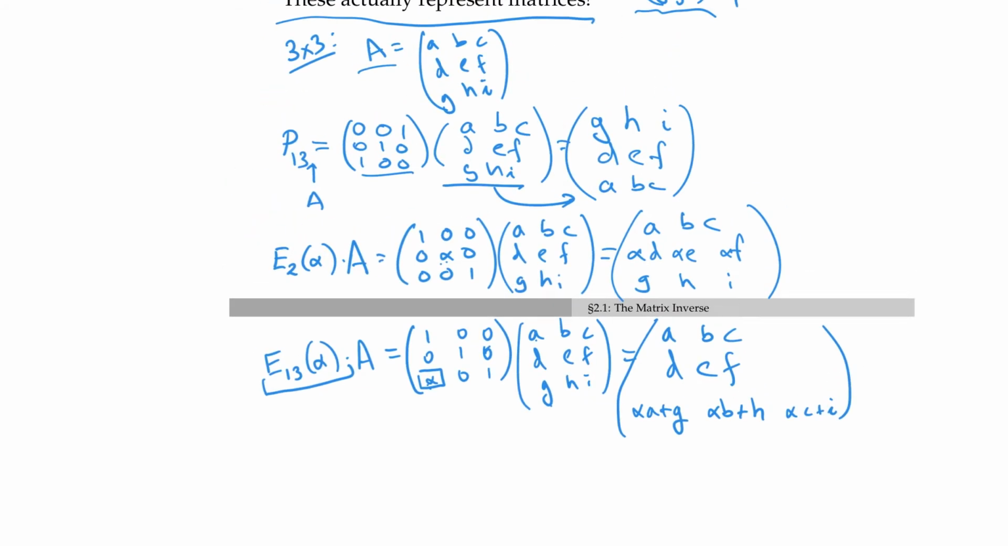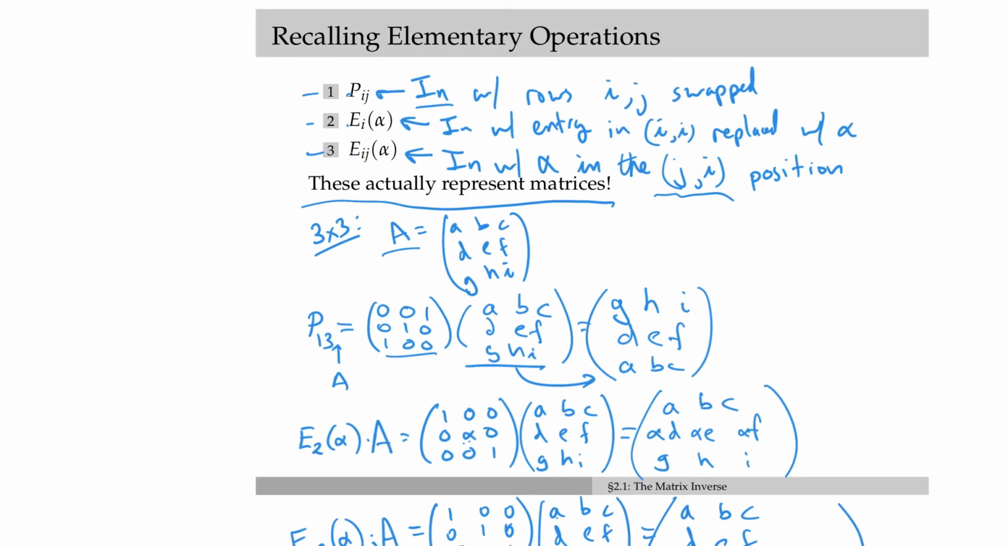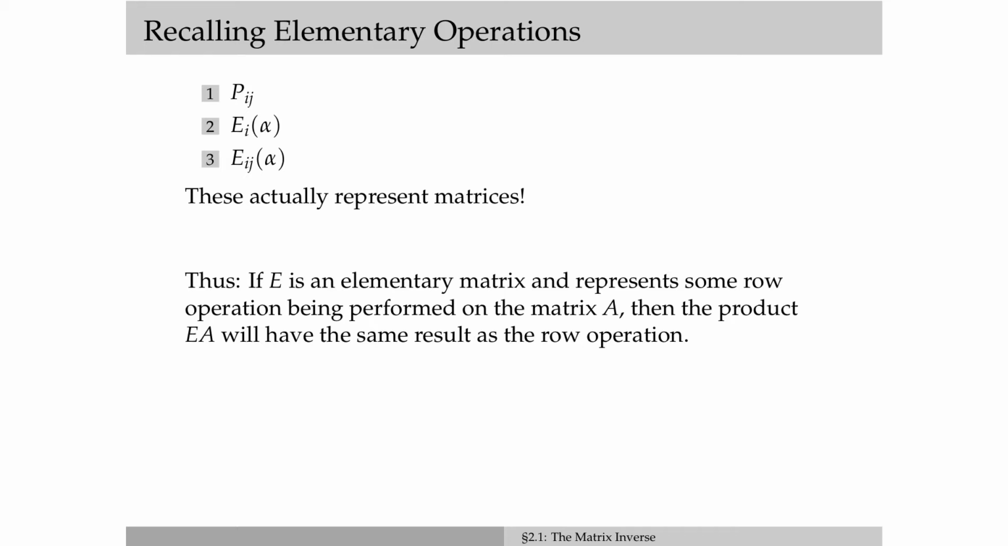This was showing you, right here, and figuring out what the inverse would actually need to do in order to return back to the matrix itself. And finally, to summarize this, if E is an elementary matrix, so it's one of these 3 entities, and it represents some row operation on matrix A, then the product EA will have the same result as the row operation.